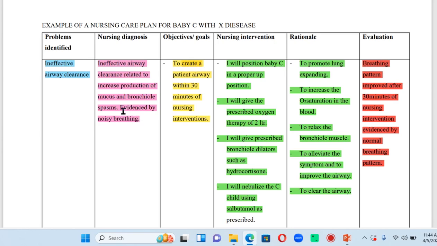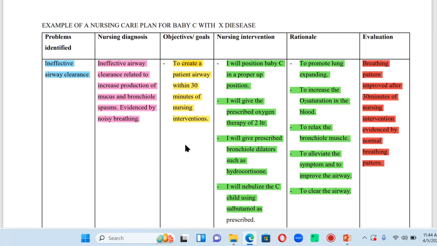Because this is what you saw. You heard a wheezing sound from the patient, or rather a noisy sound. But after 30 minutes of giving interventions, you discover that there is an absence of a wheezing sound. So meaning that your goal has been achieved, isn't it? So that is how we write the nursing care plan.